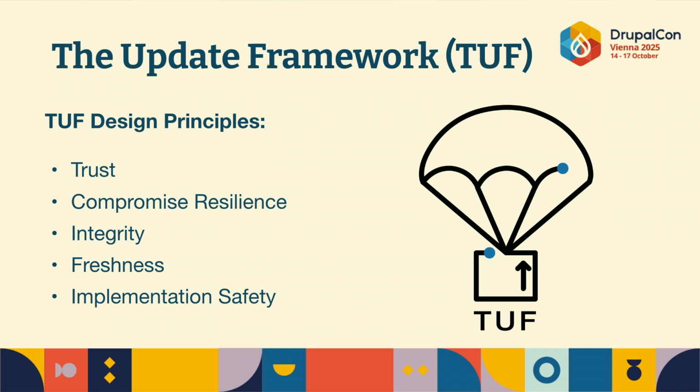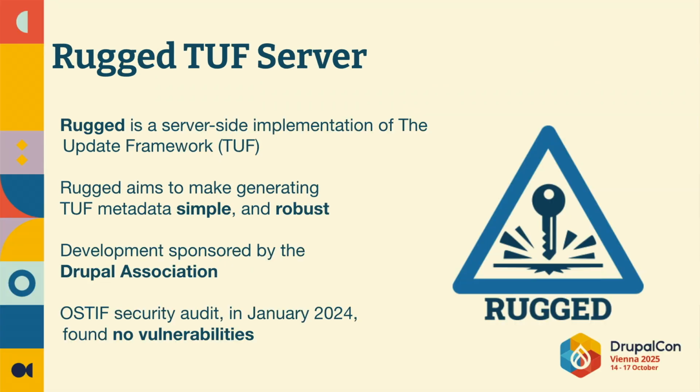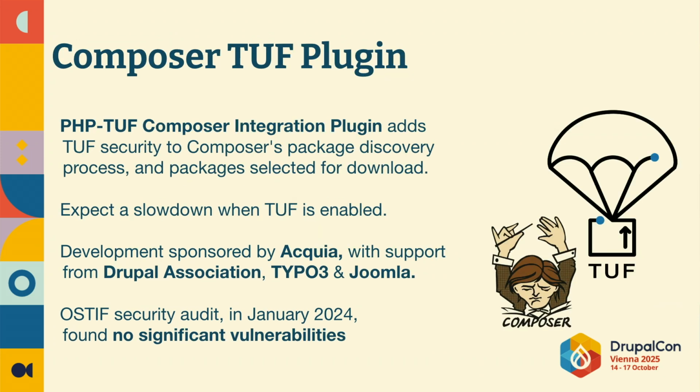I realize we're running out of time. Let me just quickly look at the automatic updates initiative within Drupal, which is how Drupal is implementing a lot of this. The Rugged server is the piece that I've been building over the last couple of years to make sure that we can generate the metadata securely. There's also the PHP Tough library and the Composer plugin. The Composer plugin uses the Tough library to do that client-side verification that we looked at.